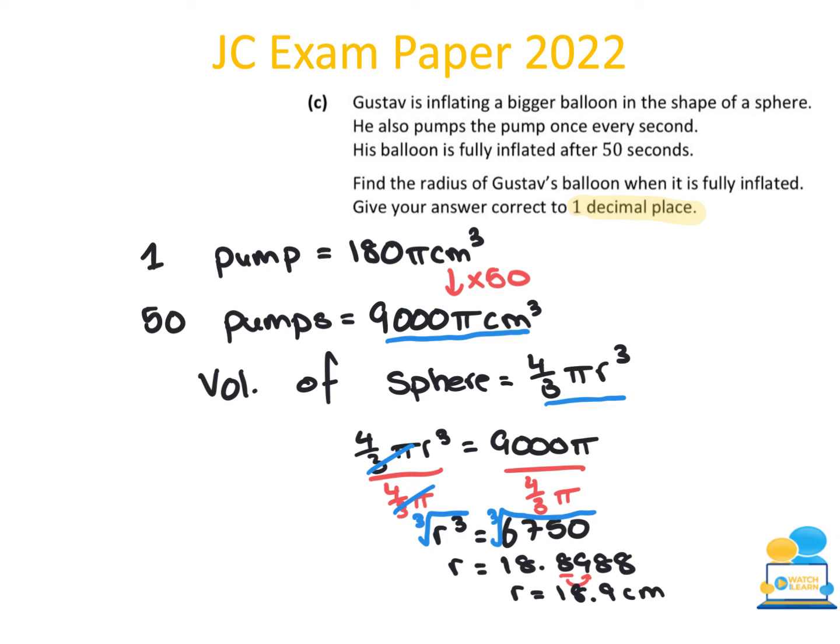You can also check, is my answer correct? They told me that the balloon was going to be a bigger balloon. The previous balloon had a radius of 15 centimetres. So this has a radius that's bigger. So that looks like I'm doing good there in that answer.